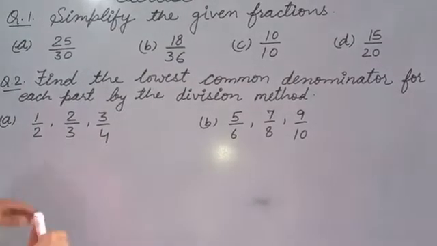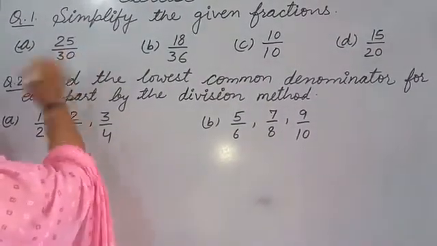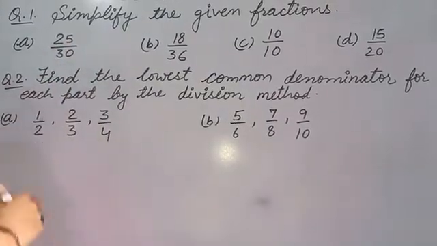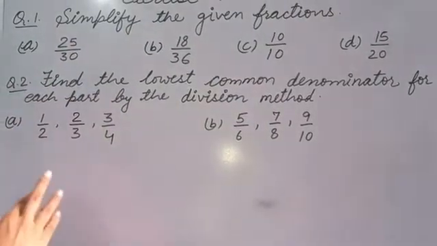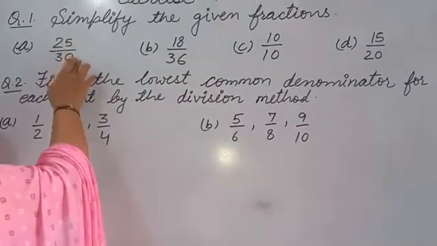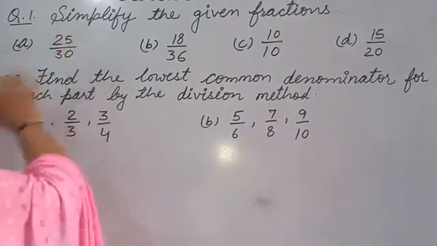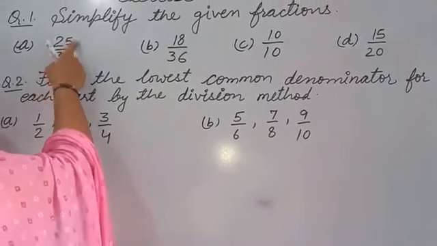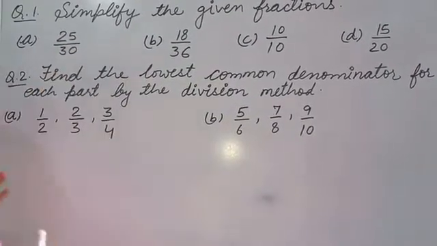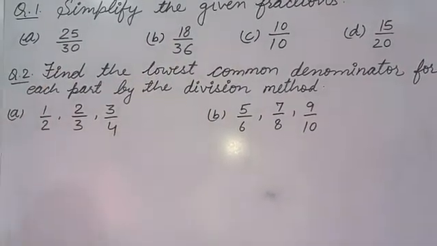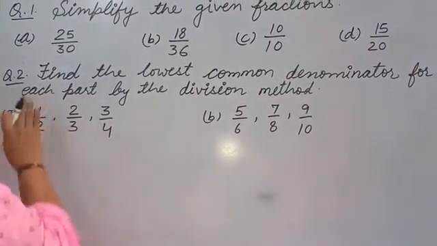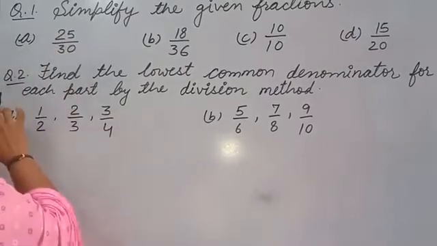Okay, so first of all A part, 25 upon 30. So as we know, we will find the greatest number in whose table numerator and denominator both come. Okay, so we will see that 25 and 30 both come in the 5 table. So that means we can cancel by 5. To cancel by 5 means we should divide them by 5.